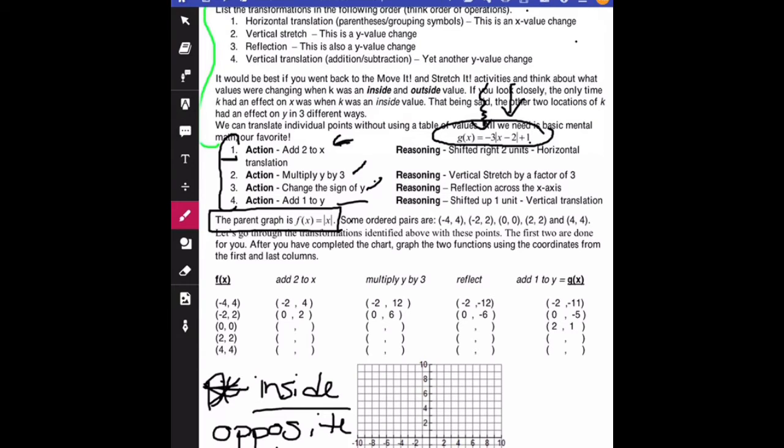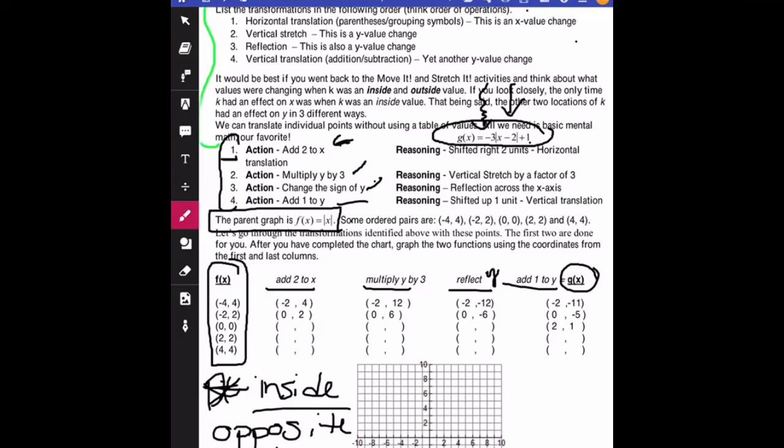We go down to the bottom. F of x is done out for you where the points, right? If you were to plot those points, you would get the absolute value function. Then you have to apply the transformations to get your g of x. So we're going to take them one at a time and apply them to the original points given. Okay? Don't forget, reflect is the same thing as changing the sign.